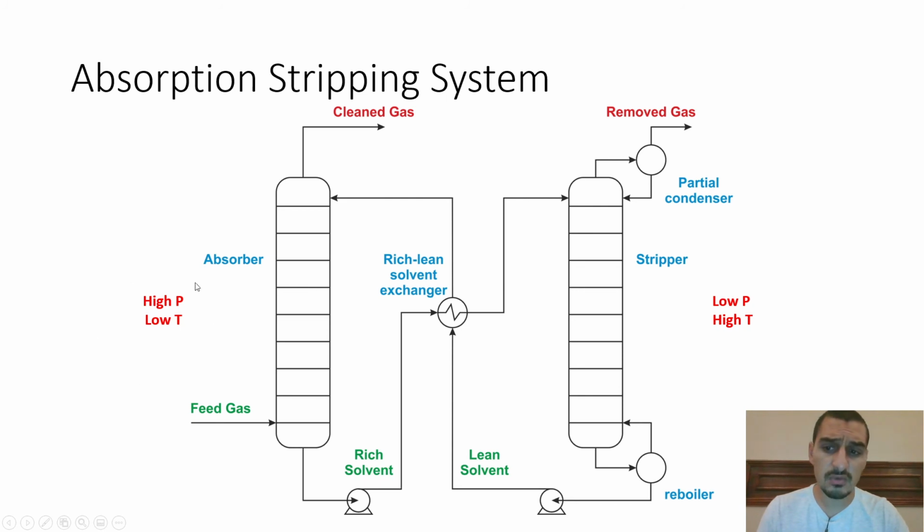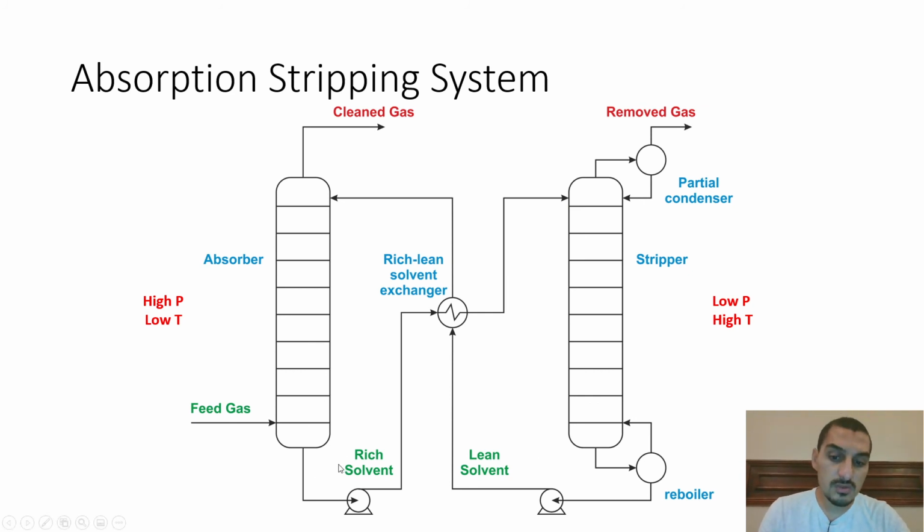And this is something that we will test in the software when we do the simulation. But here we have the rich solvent. I cannot get rid of this solvent. I need to regenerate this solvent and get rid of the solute so that I can reuse it, because it's something that I have put a lot of money in, so I cannot just get rid of it directly.